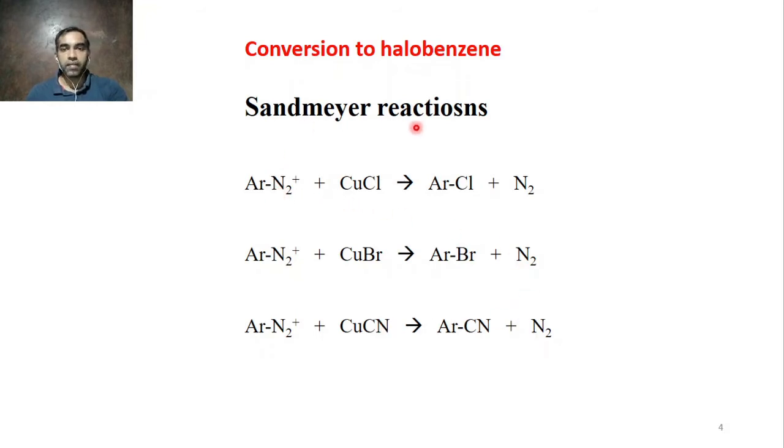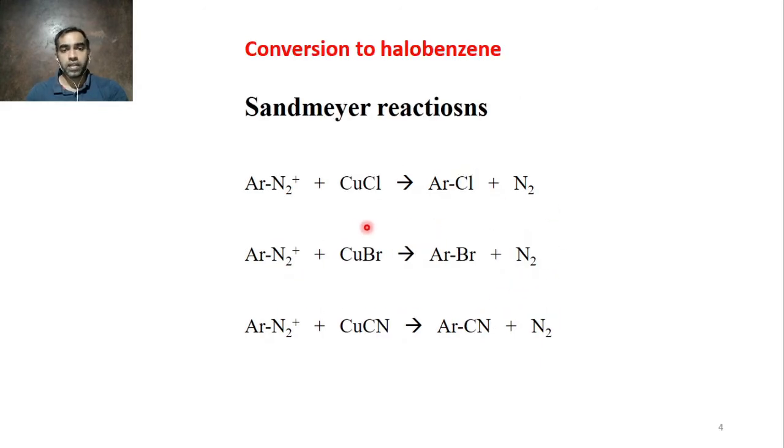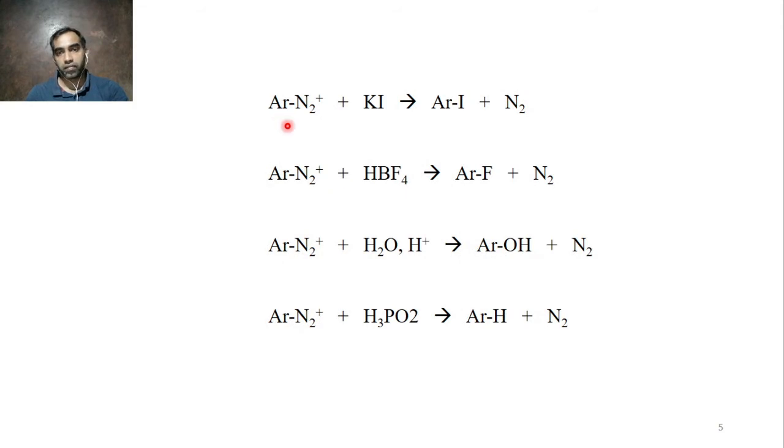They are called Sandmeyer reactions. You can convert it into aromatic chloride, bromide, cyanide, and iodide, fluoride, just simply by coupling with corresponding copper halides. Suppose you want to convert benzene diazonium salt to aromatic chloride, you couple with copper chloride. To make bromide, you couple with copper bromide, copper cyanide. Together, these reactions are called Sandmeyer reactions.